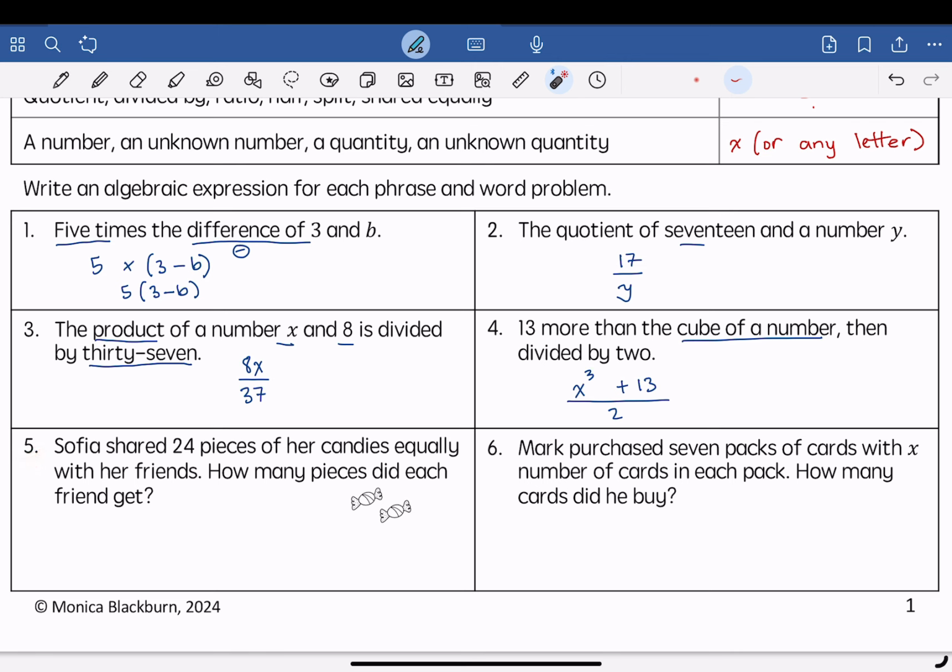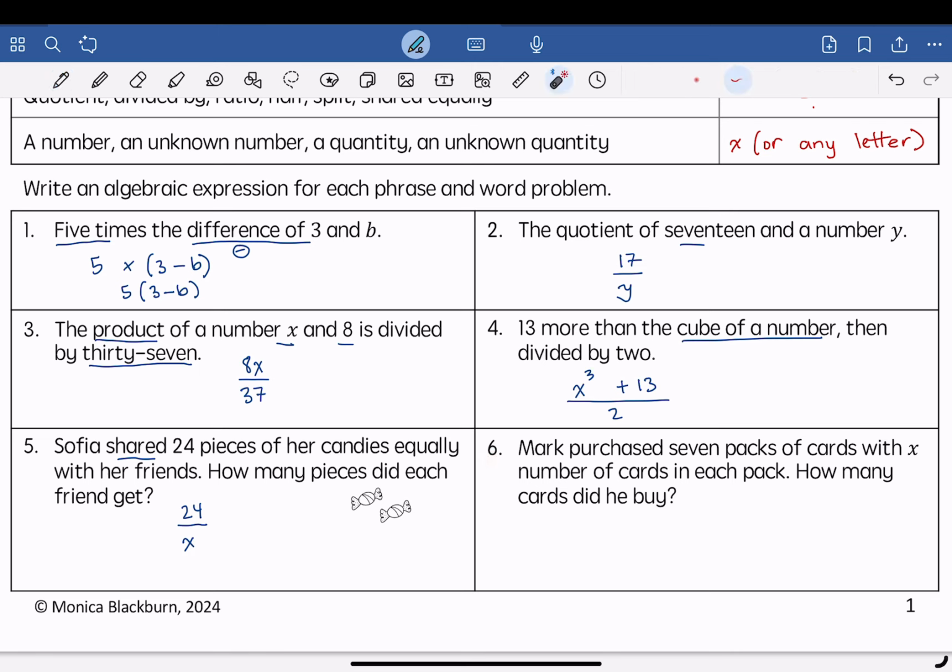Question 5. Sophia shared, so it's going to be division, 24 pieces of her candies equally with her friends. How many pieces did each friend get? So if we have 24 candies and we don't know how many friends she had, x would be the number of friends that she had. That's how many she had to divide into groups of the 24 into equal groups.